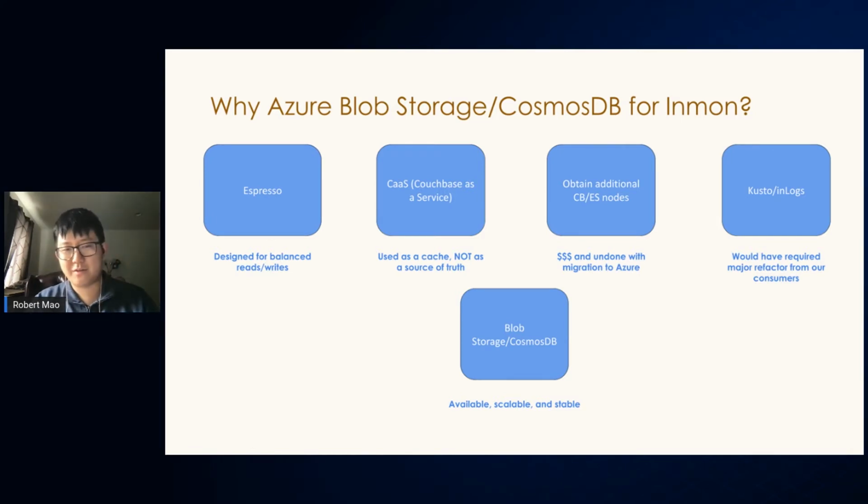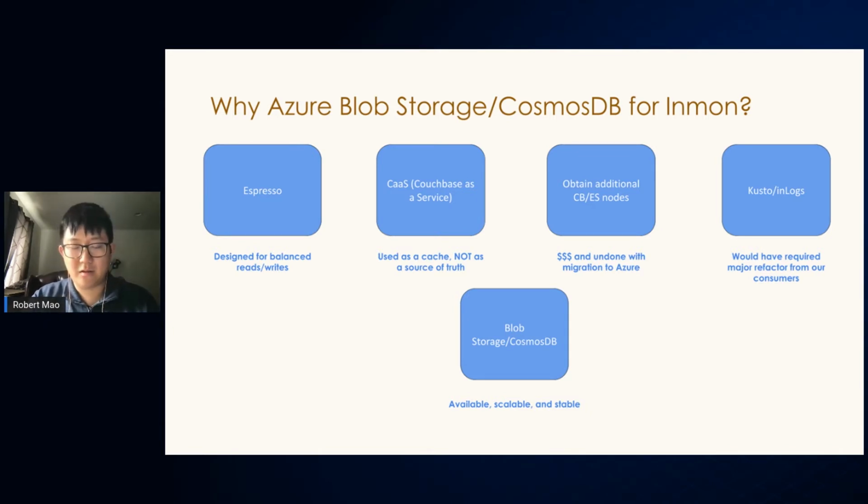Here on LinkedIn, we also run CAS, Couchbase as a service, which another team manages, but they explicitly said that this service is meant to be used as a cache to speed things up, not as a source of truth, which was not accepted for our use case. We needed a solid, bulletproof data store for what we were doing. We also thought about just obtaining additional Couchbase and Elasticsearch nodes, but this wouldn't really have addressed the internal retention problems that we were facing. It would have cost us quite a bit of money, and this would have been undone with Blueshift, our ongoing internal migration of LinkedIn apps over to Microsoft Azure.